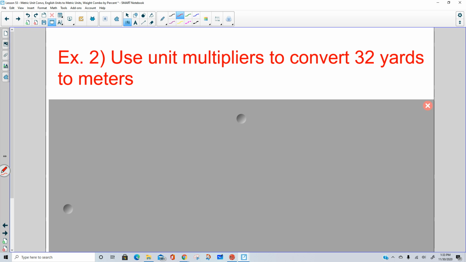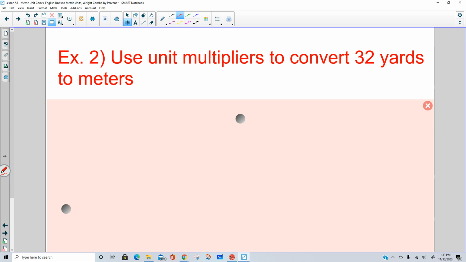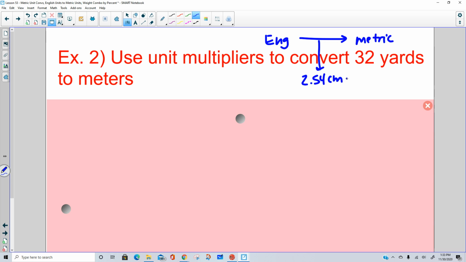Let's do another one. Use unit multipliers to convert 32 yards to meters. This is one in which we're going from English to metric. And when we do that, we need a link. Okay, we need a link, and that link is 2.54 centimeters equals 1 inch. That's going to help us jump from English to metric and vice versa. That is our link.